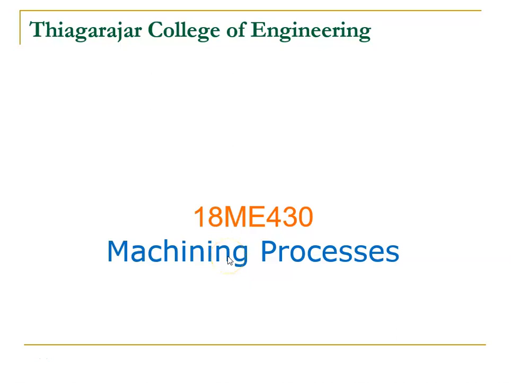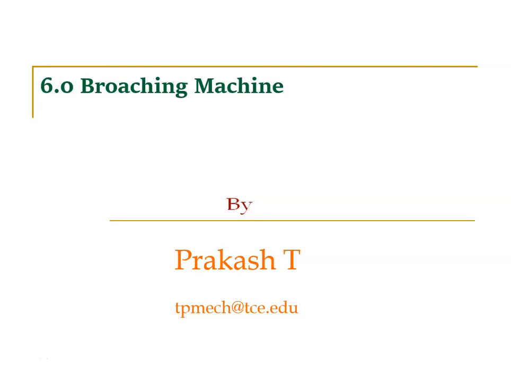Okay, right. So 18 ME 430 machining process. Today we are going to discuss the broaching machine. Broaching is one of the processes. The broaching machine is where the broaching operation can be performed. It is a machine tool which provides a relative motion between the tool and the workpiece.